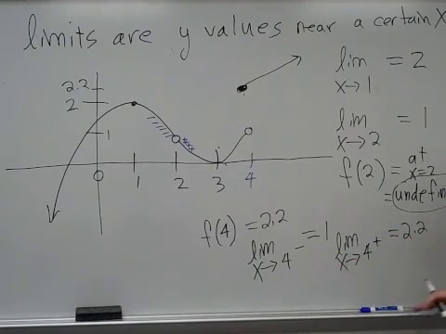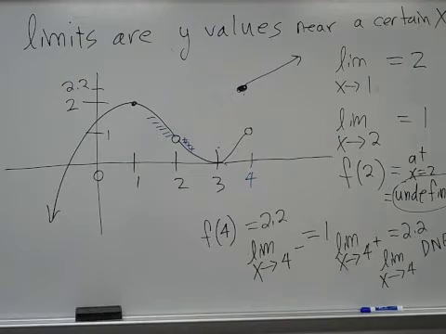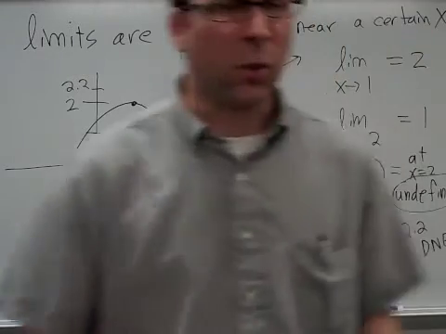The left-hand limit's 1. The right-hand limit's 2.2. If that's the case, what's the conclusion? The conclusion is that the overall limit does not exist. The limit as x approaches 4 does not exist, because the left and right-hand limits are heading towards 2 different y values.